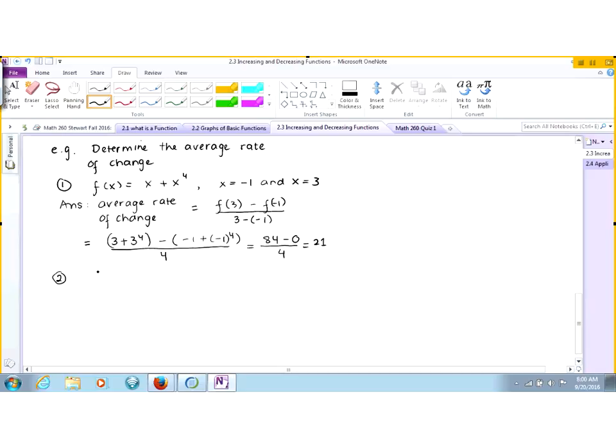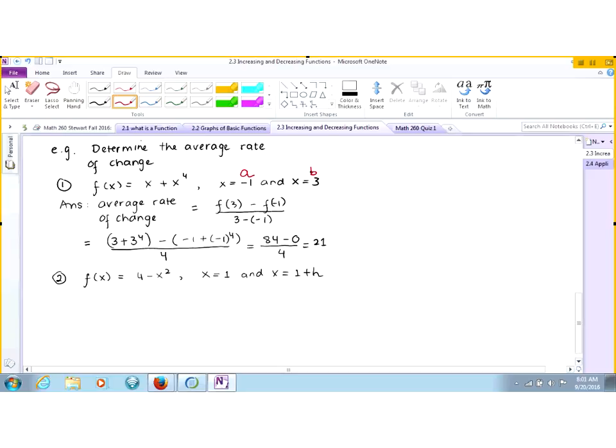So the second one, f of x is equal to 4 minus x between x equals 1 and x equals 1 plus h. Out of the 2 that are given, how do you know which one is A? So A is always the smallest one. So this is your A here, and this is your B.